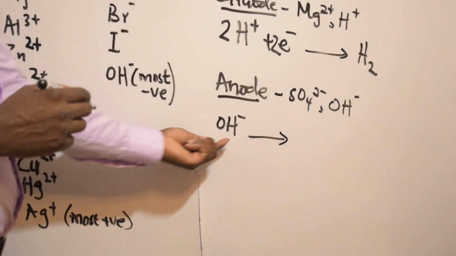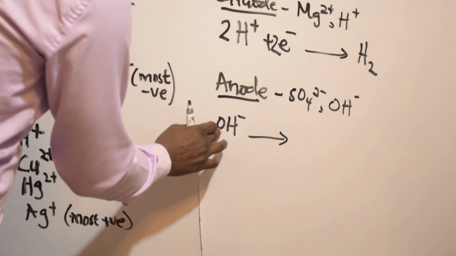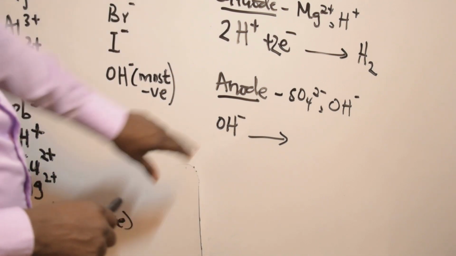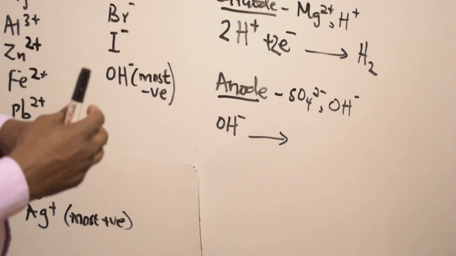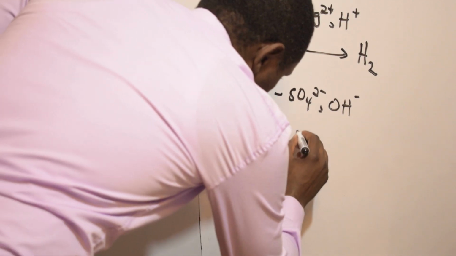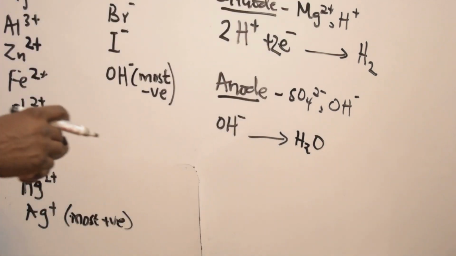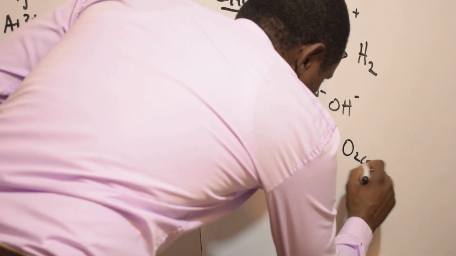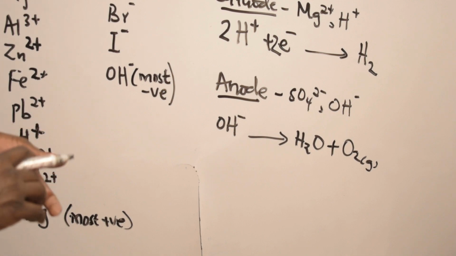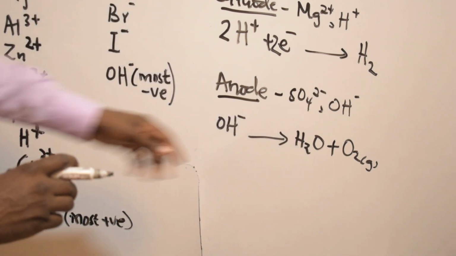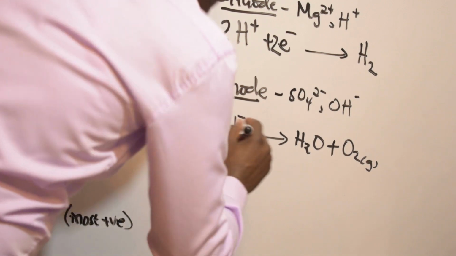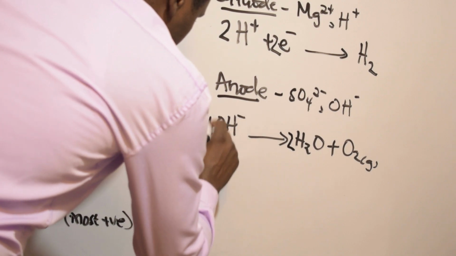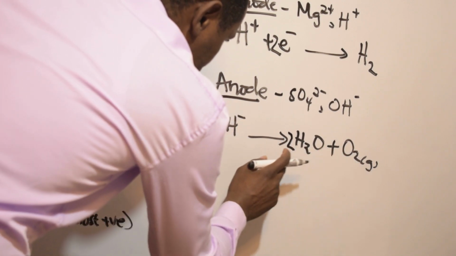And once it loses an electron, of course, it is going to form an oxygen atom and a hydrogen atom. Now, these two can recombine. And when they recombine, we are going to have compounds of hydrogen and oxygen, for example, water. We are going to have water here, and we're also going to have oxygen gas. Now, if you try to balance this, you've got to realize that we're going to multiply by 2 here, so that we have 4 oxygens. I have 4 oxygen and I have 4 hydrogen.